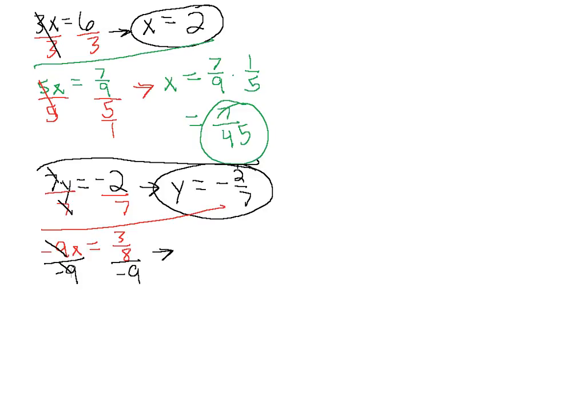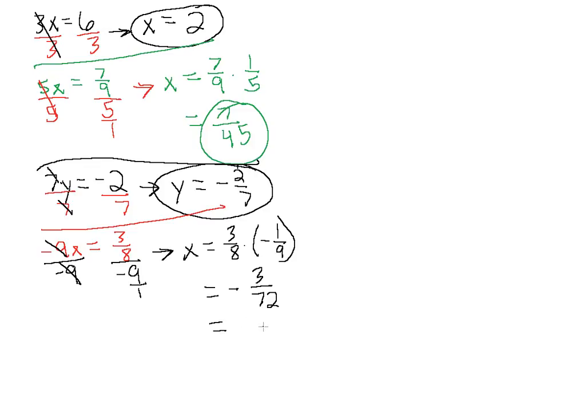Negative 9 cancels with negative 9, leaving just a positive x. We don't want a negative x, we want a positive x. Over here we have 3 over 8 divided by minus 9 over 1. We don't ask why, but we flip the second and multiply. So a minus 1 over 9 times 3 over 8. We're multiplying two rational numbers. A positive and a negative gives us a negative. 3 times 1 is 3. 8 times 9 is 72, and we want to leave it in simplest form.